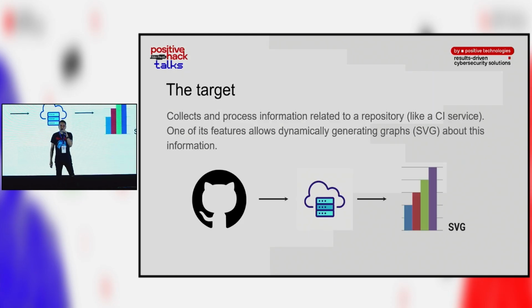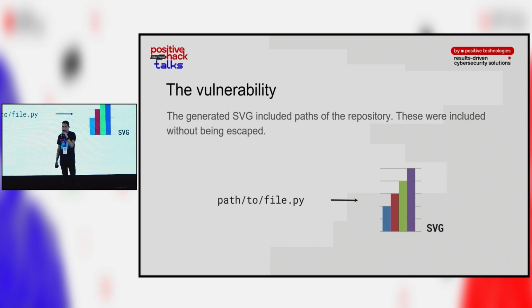Now, let's talk about the target. This is a general description of the target. Let's say the target collects some information about GitHub repositories and processes this information, and it acts like a CI service. One of the features this service provides is generating SVG graphs dynamically from this information. And what I found was the SVG graph included paths from the repository without being escaped. So I was able to inject anything that I wanted in the SVG graphs.